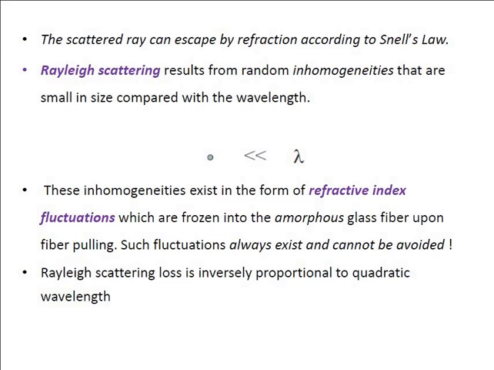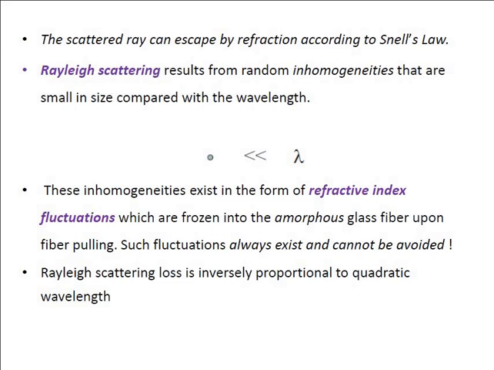So Rayleigh scattering arises if there are any fluctuations in density. What is density? The volume. So if there are any fluctuations in density, this Rayleigh scattering loss will occur. These density fluctuations lead to fluctuations in the refractive index, smaller than the optical wavelength. The light scattering which occurs in such a medium is known as Rayleigh scattering.